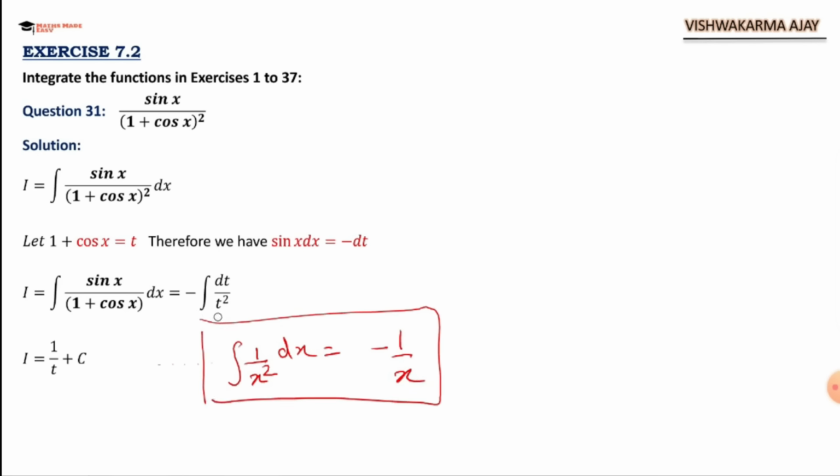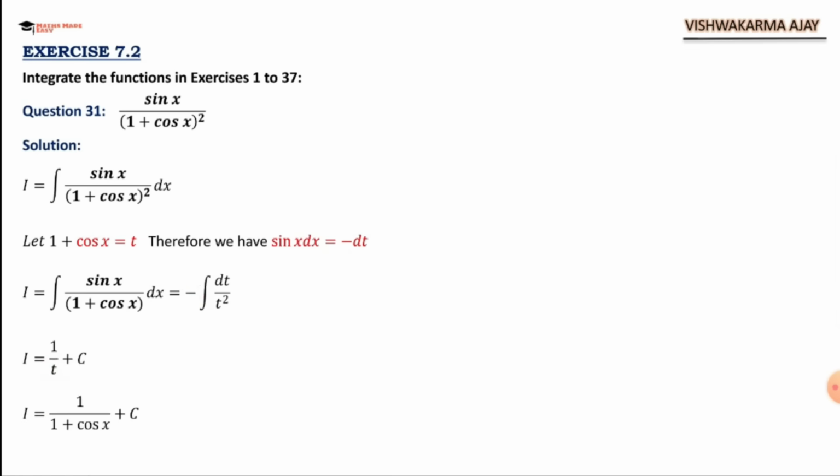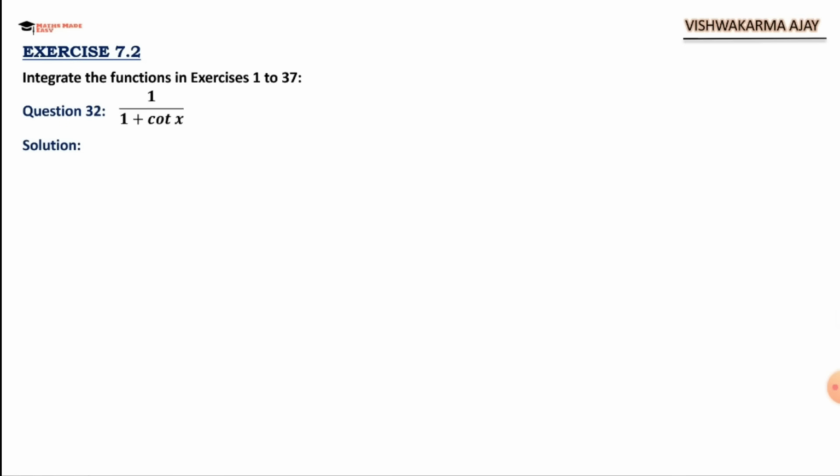So the integral of 1 upon t square is minus 1 upon t. But we already have one negative sign here, so these two negative signs will give us positive. So we get 1 upon t plus c. But don't forget to resubstitute the value of t. So we have I is equal to 1 upon 1 plus cos x plus c. Let's move to the next one. 1 upon 1 plus cot x.